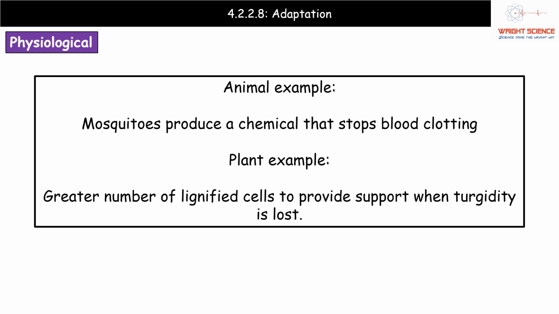So not very beneficial. So they've developed this chemical that they then release at that point of obviously getting into the skin, and that prevents the blood from clotting, so they can have as much of a feast on your blood as they fancy.